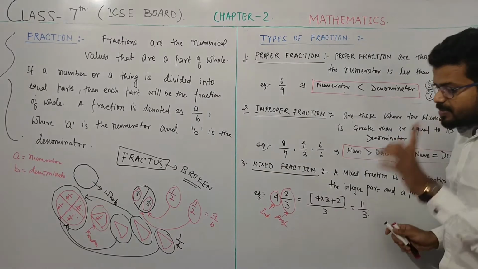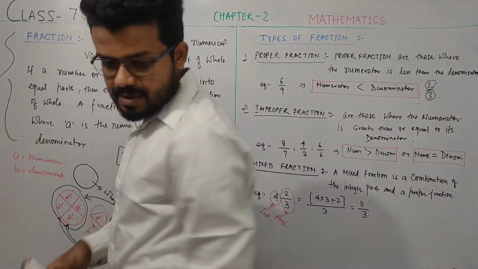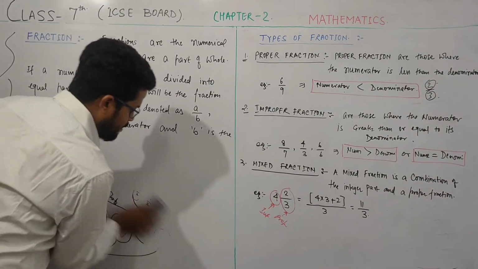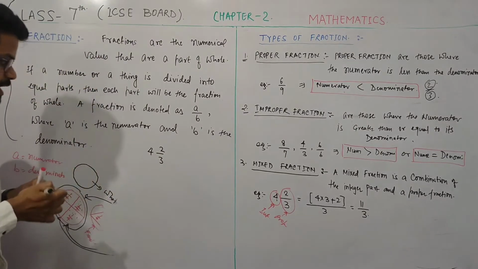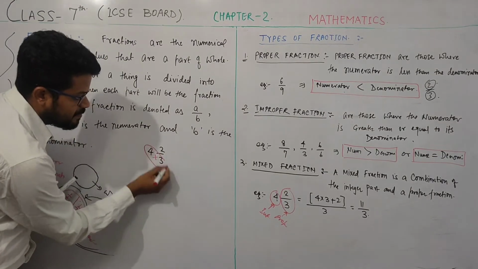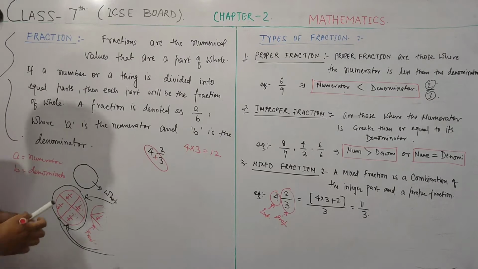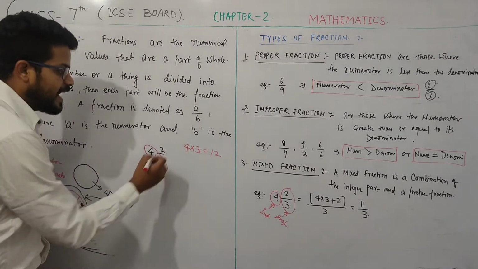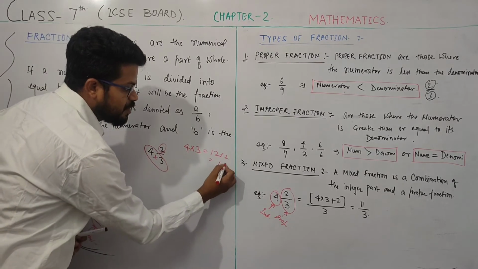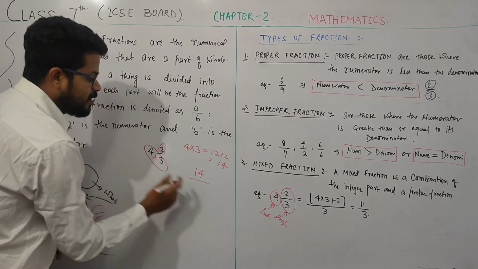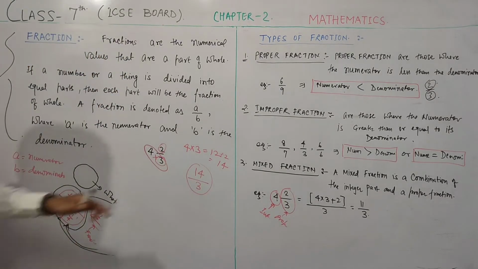How do I write this? Simply remember, the denominator is multiplied by the integer. If I take the example 4 2 by 3, firstly I multiply 4 into 3, which is 12. After multiplication, whatever number you get, you add to the numerator. So 12 plus 2 is 14. So in the numerator there is 14, and the denominator is 3. So this is the fraction 14 by 3.